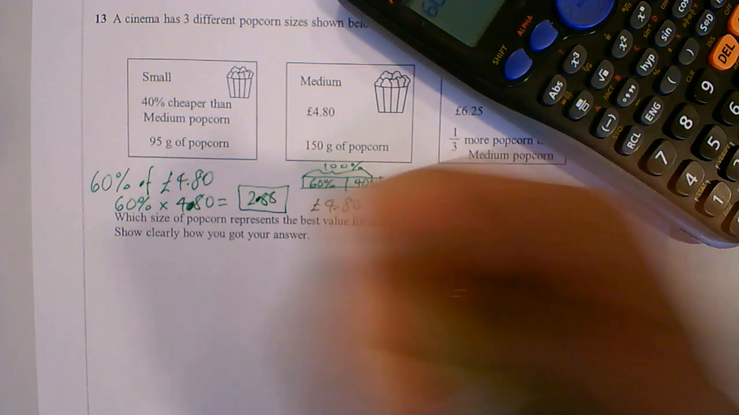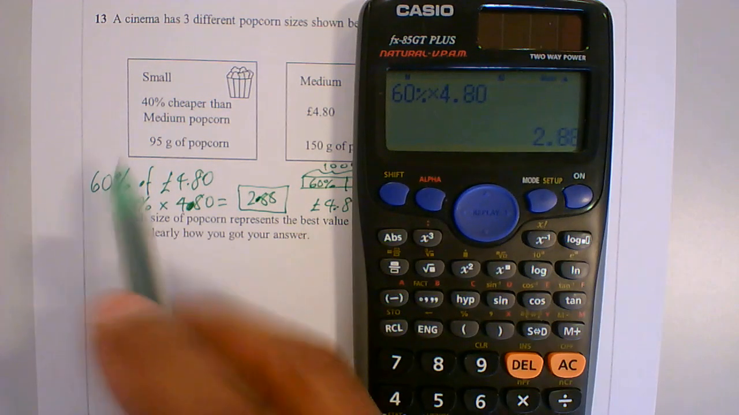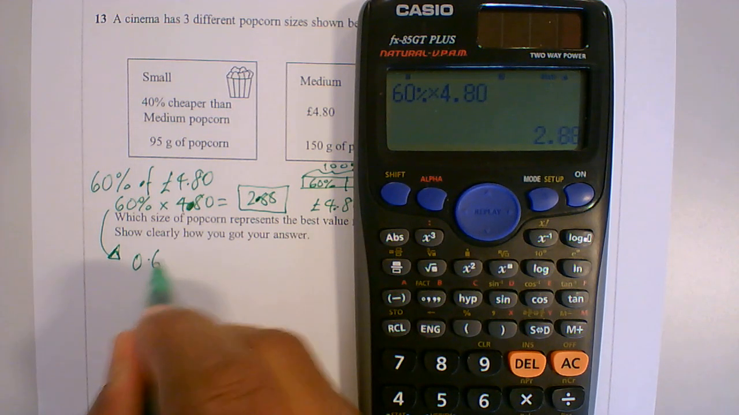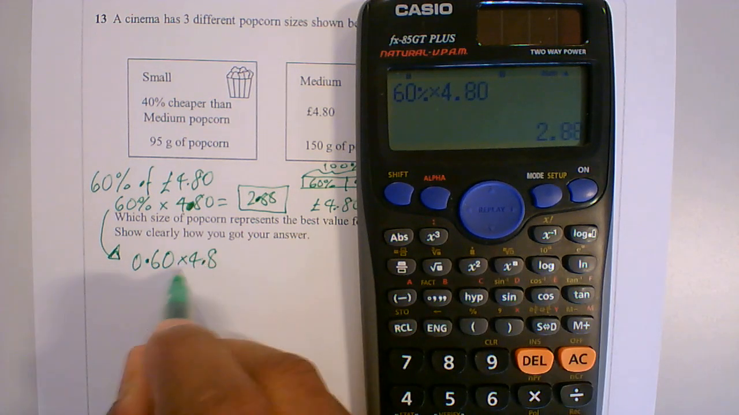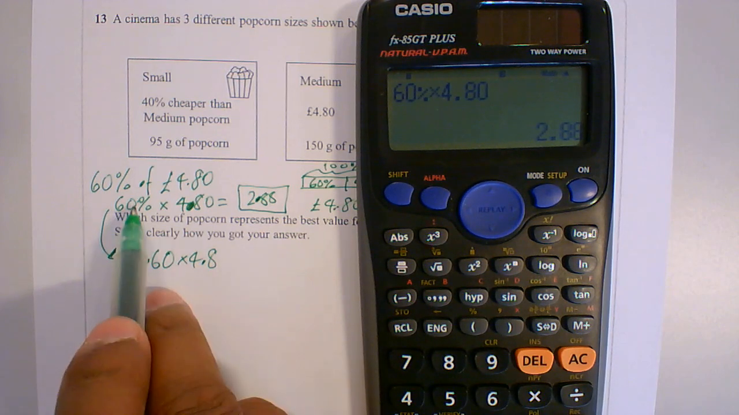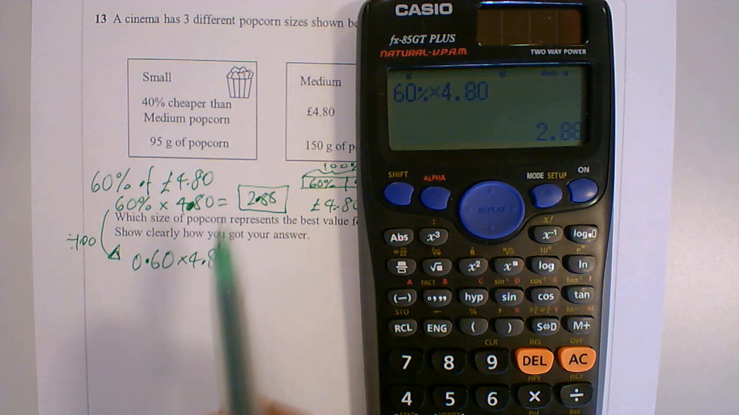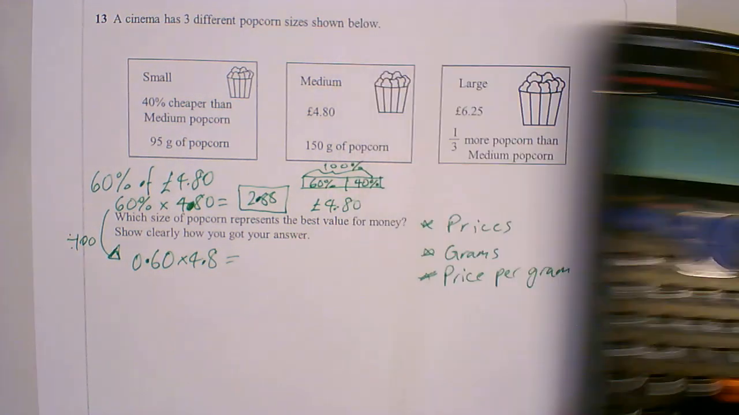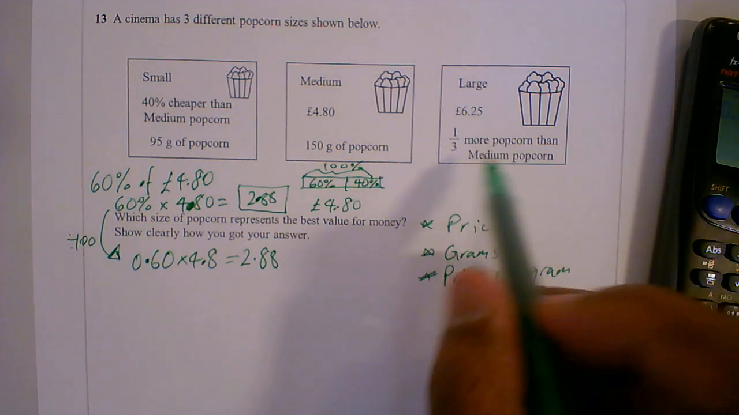2.88. Now if you don't understand this, we can change this 60% to a decimal. I'll just write it here so you can see 0.60 times 4.8. We don't need the 0, but I'm just putting it there so that you can see the connection between percentage and a decimal. We divide by 100. So 0.6 times 4.8 gives me the same answer, 2.88. Okay, now, so this price is done.